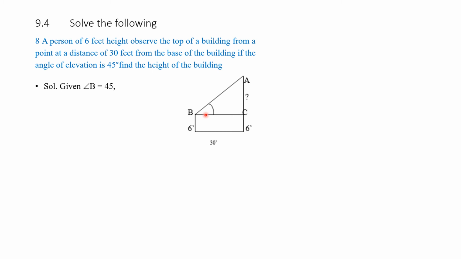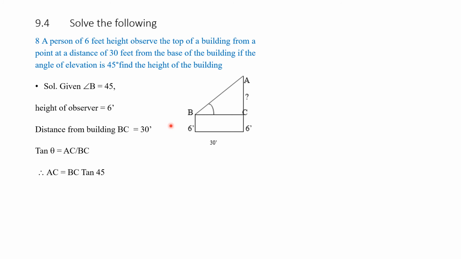Therefore, given angle B is equal to 45 degrees and the height of the person is 6 feet. Distance from the building, that is BC, is 30 feet. Tan theta is equal to AC by BC. Therefore, AC is equal to BC tan theta. BC is 30, tan 45 is 1. Therefore, AC, the height of the building, is 30 feet. That is the answer. The height of the building will be 30 plus we have to add the height of the observer. Therefore, it will be 30 plus 6 feet.